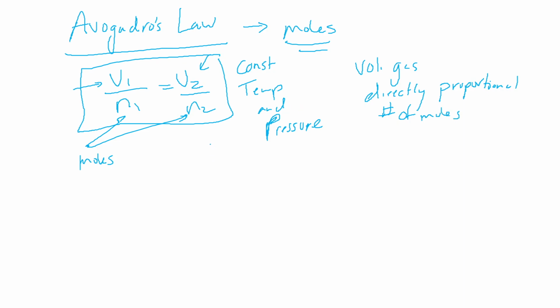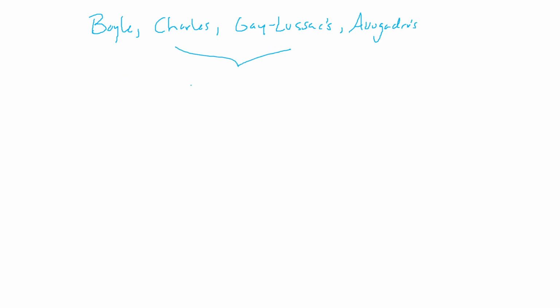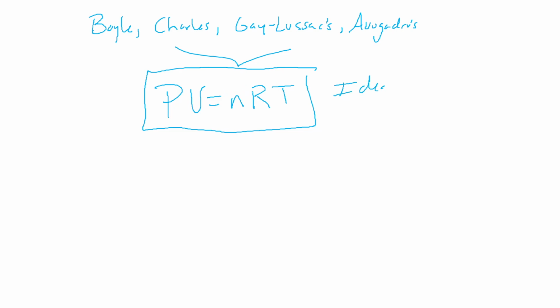So this is Avogadro's law. It involves volume and moles. Now, putting all those gas laws together, you've got your Boyle's, your Charles's, your Gay-Lussac's, and your Avogadro's law. You put all those together, and it gives you the granddaddy of all gas laws, PV equals nRT. That is the ideal gas law.